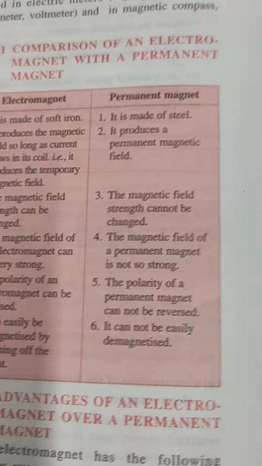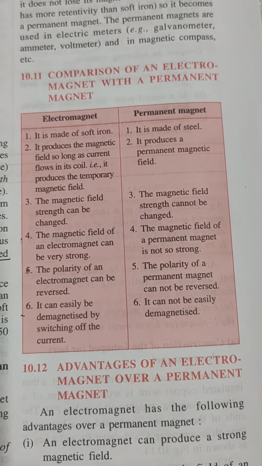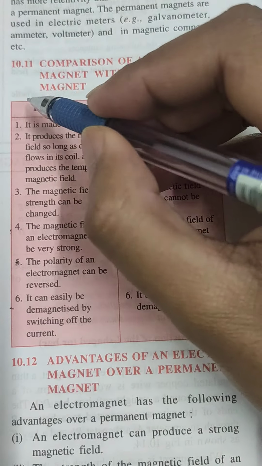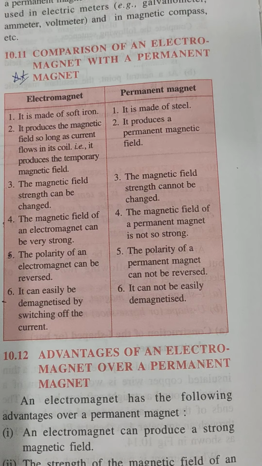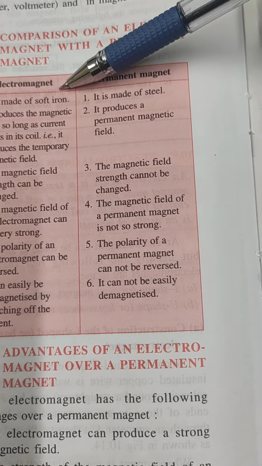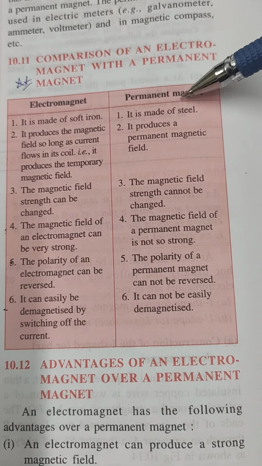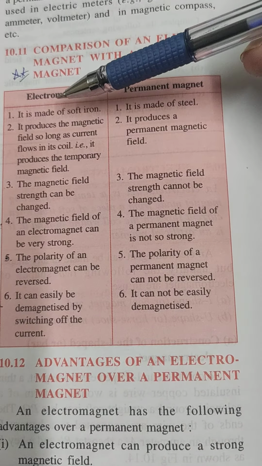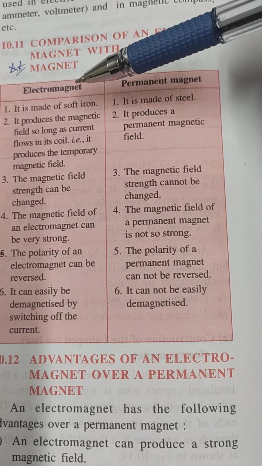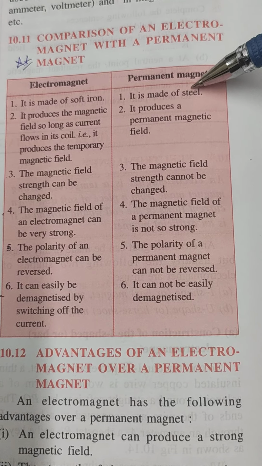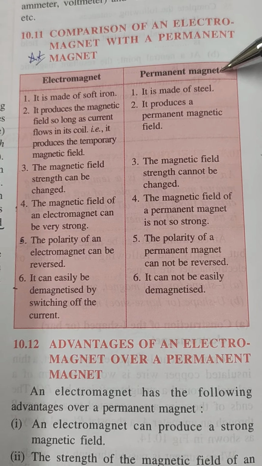Now, what is the difference between a permanent magnet and an electromagnet? This is also very important. First of all, an electromagnet is made up of soft iron and a permanent magnet is made up of steel. Steel has higher retentivity than iron. That is why if the current is switched off, soft iron loses its magnetism, but steel retains its magnetic property, and that is how it becomes a permanent magnet.